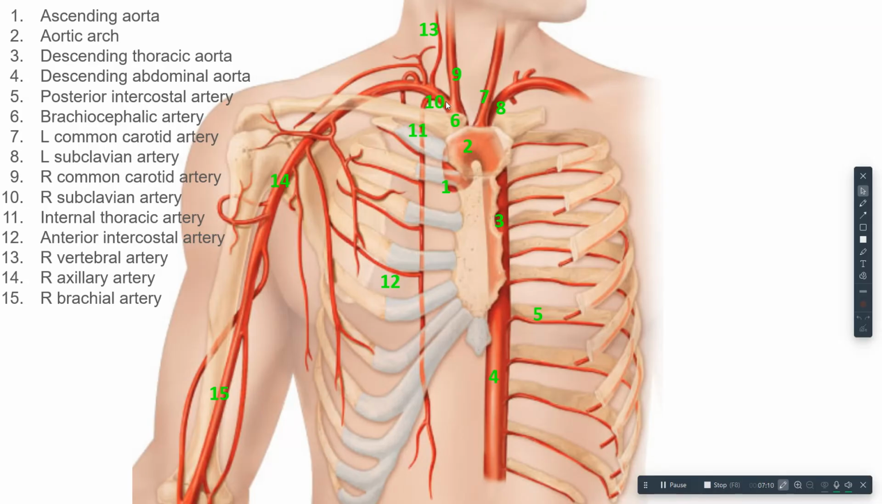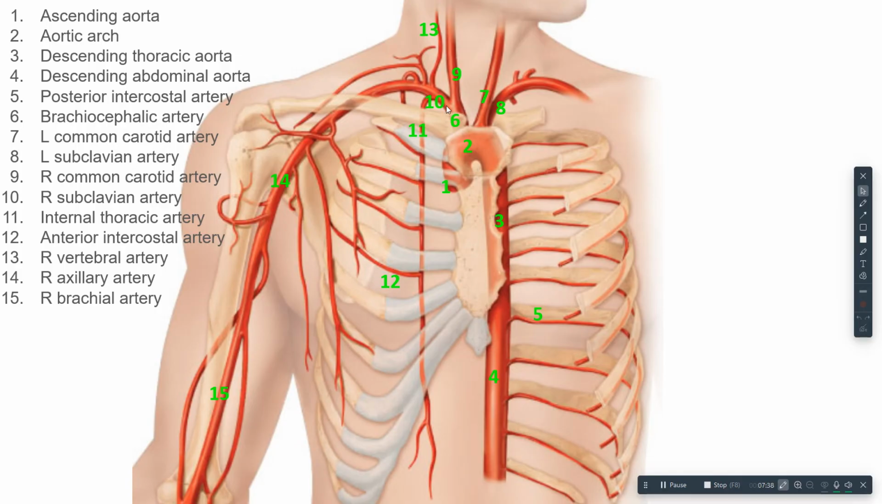So my right subclavian artery quickly gives off a branch going down the anterior chest wall. And this is called the internal thoracic artery going down. And we're going to have some anterior intercostal arteries coming off of it. Remember, we had posterior intercostal arteries coming off that descending aorta.